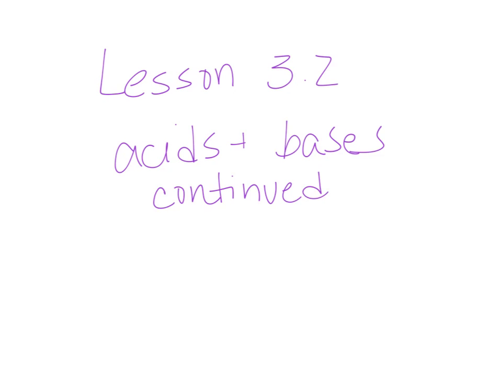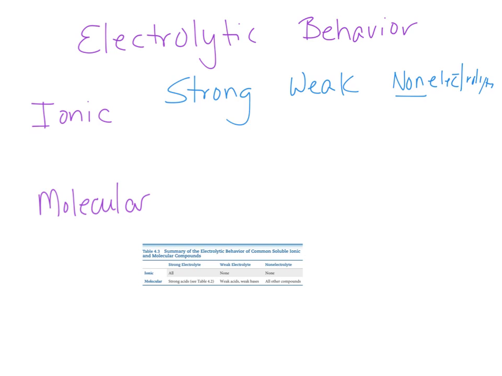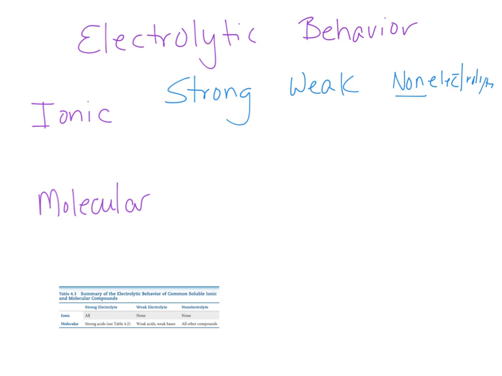Okay, so we're going to continue talking about acids and bases, and we're going to summarize the electrolytic behavior of aqueous solutions, which are mixtures of two things: something dissolved in water. So all ionic substances that are soluble are strong electrolytes. So all soluble ionic substances are going to be strong electrolytes.